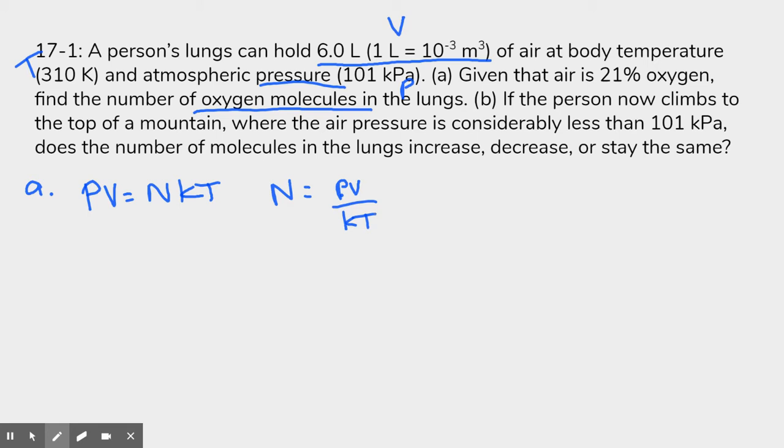First of all, since we're working with Boltzmann's constant, which has the units of joules per Kelvin, we need to make sure that all of our units are going to work. Well, liters is not going to work. We want to use meters cubed. It says 1 liter is 10 to the negative third meters cubed. So 6 liters would just be 6.0 times 10 to the negative third meters cubed.